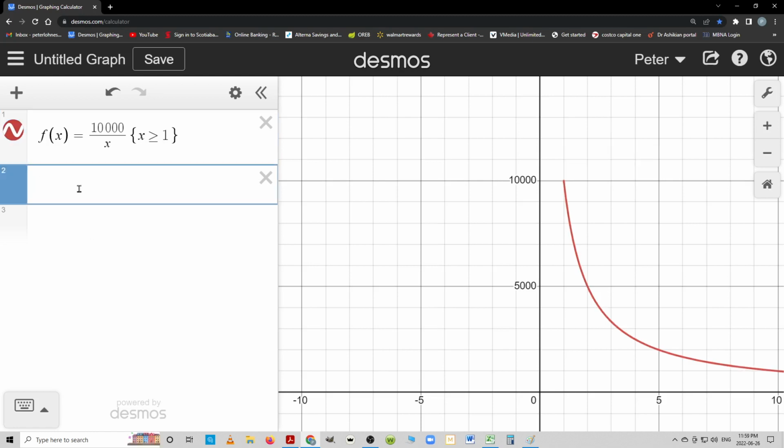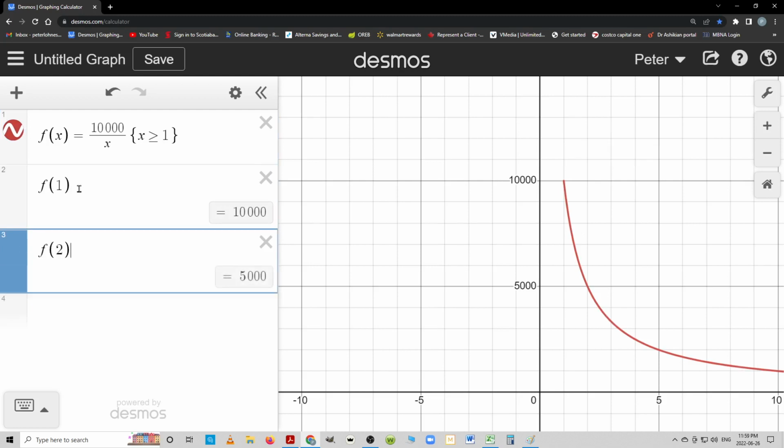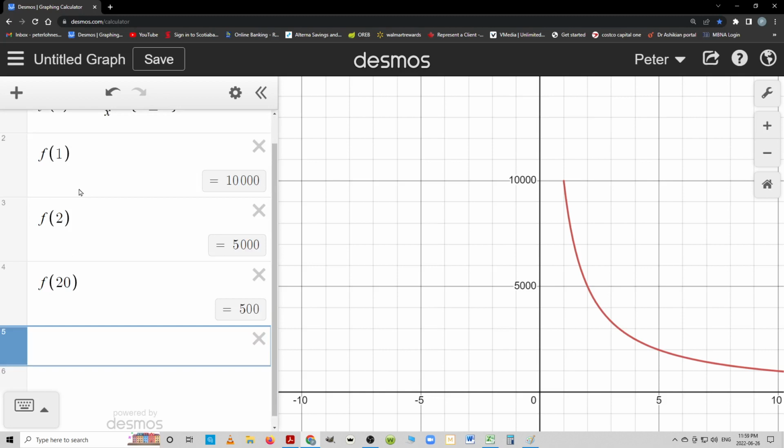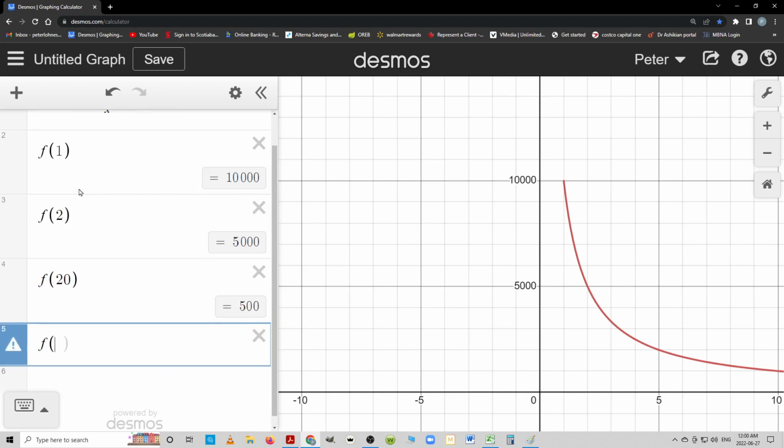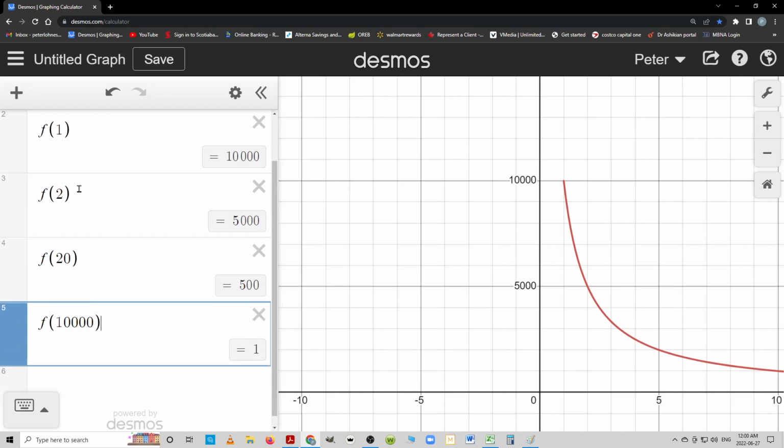And we can answer all those questions. That's the bacteria at 1 second. That's the bacteria at 2 seconds. That's the bacteria at 20 seconds. And as we proved, there's one bacteria at 10,000 seconds.